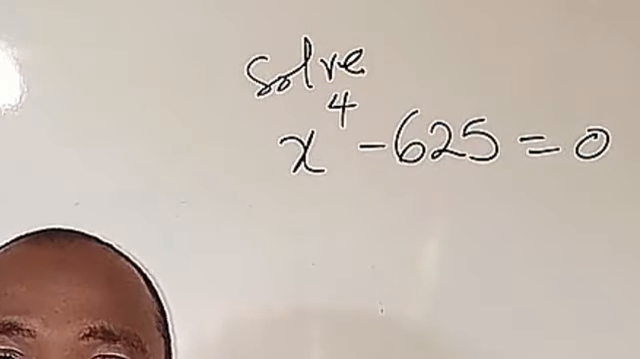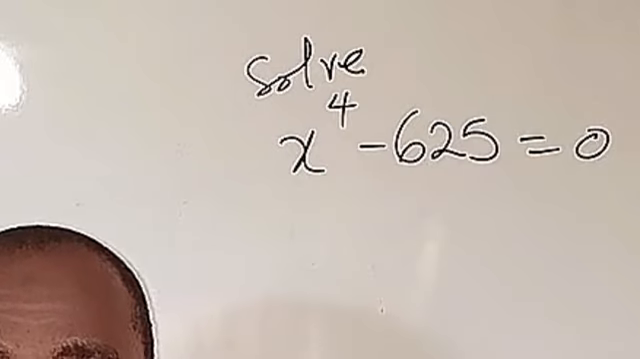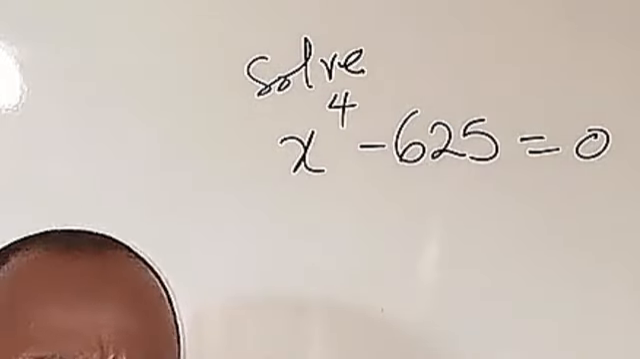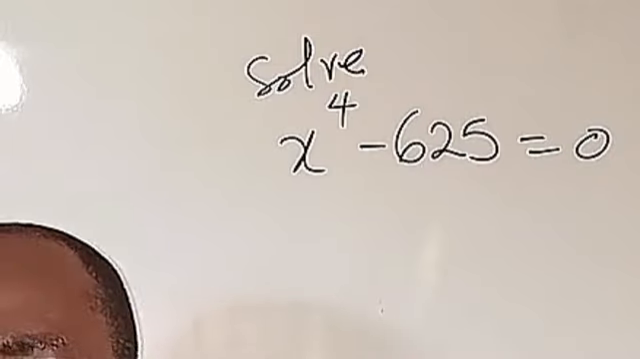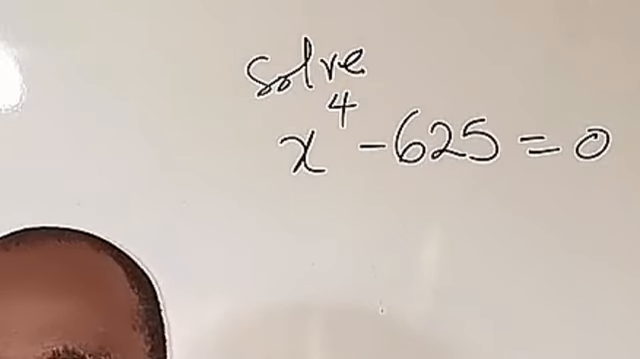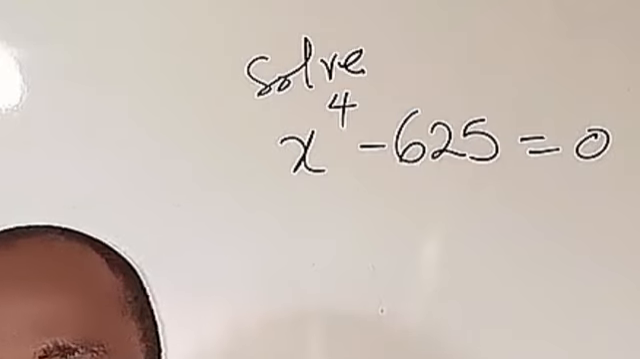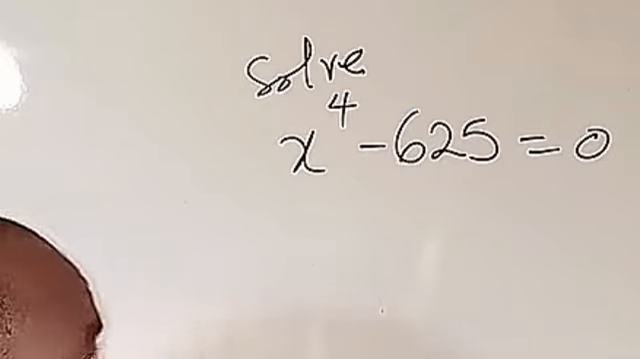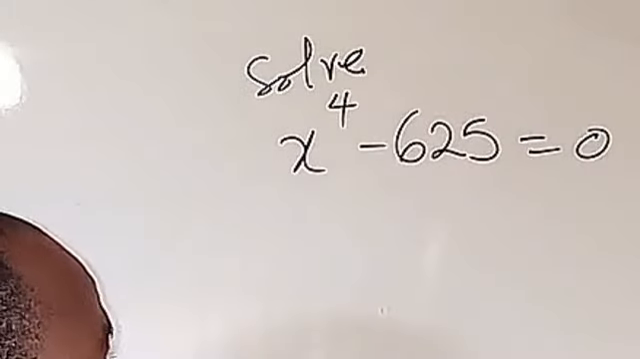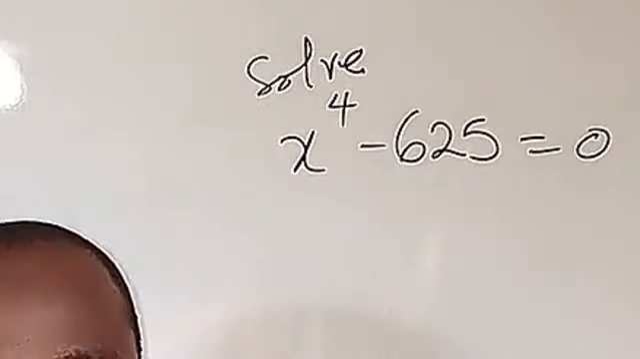Into this tutorial, we are going to solve this problem here, but I believe some of us can do it. Then I would like you to pause the video, kindly do it, then come back and check our steps. So we have this: x to the power of 4 minus 625 equals 0.